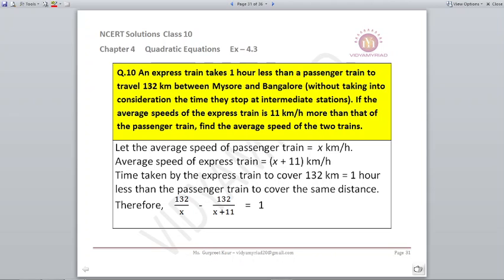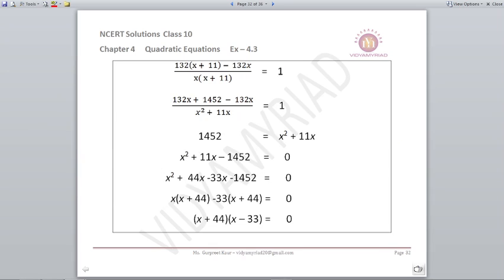Now the time taken by the express train to cover 132 km is 1 hour less. They are telling about the Mysore and Bangalore part. So the situation will become 132 upon x minus 132 upon x plus 11 is equal to 1. Cross multiply, take the LCM, you will get x square plus 11x minus 1452 equal to 0. After solving it, you can solve it by middle term splitting.